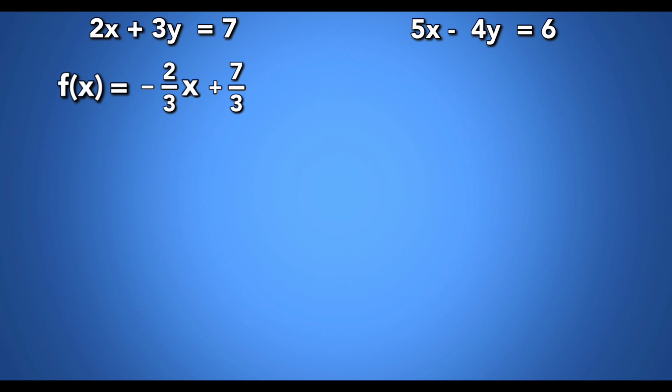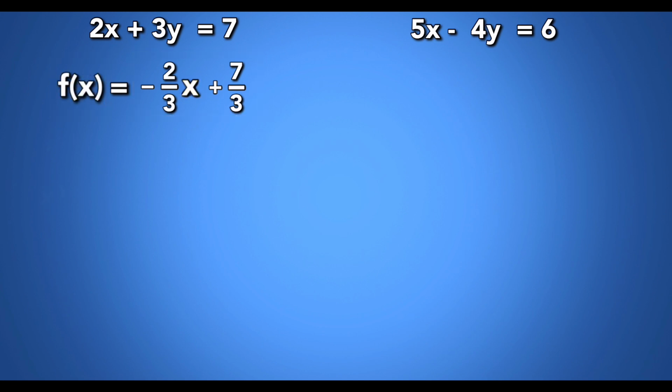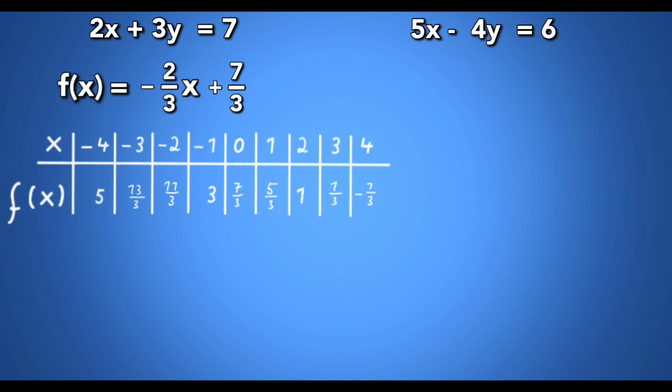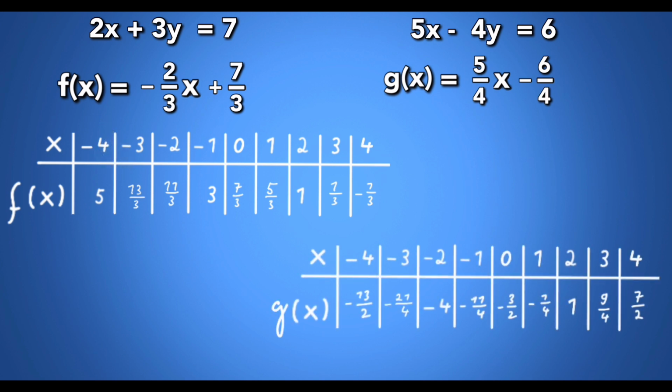So for a specific x, I get a value, f of x, or y, as a result, which I can represent here, for example, with a table of values. We can do the same thing for the second equation. Solve for y. Instead of y, let's write g of x, so we don't confuse it with the function we already called f. And voila, a nice linear function, this time with slope 5/4.